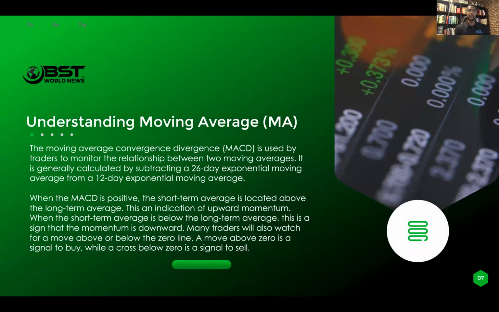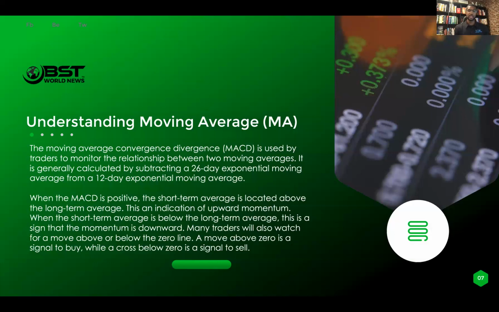The moving average convergence divergence is used by traders to monitor the relationship between two moving averages. It is generally calculated by subtracting a 26-day exponential moving average from a 12-day exponential moving average. When the MACD is positive, the short-term average is located above the long-term average. This is an indication of upward momentum. When the short-term average is below the long-term average, this is a sign that the momentum is downward. Many traders will also watch for a move above or below the zero line.